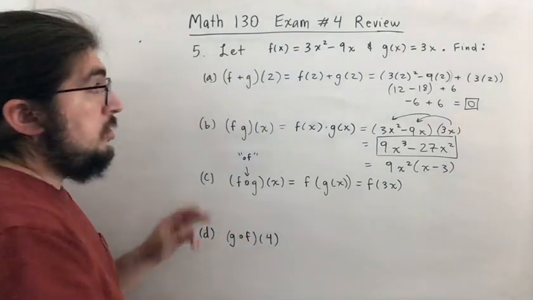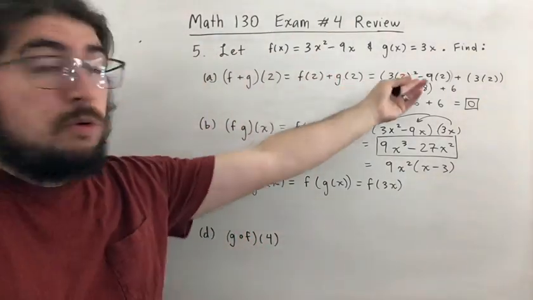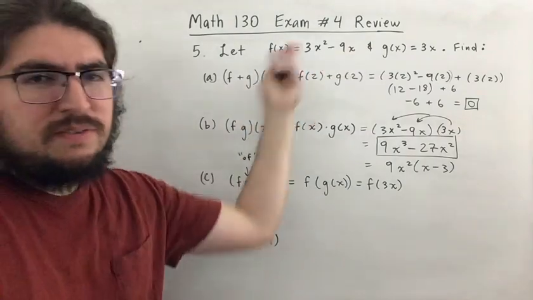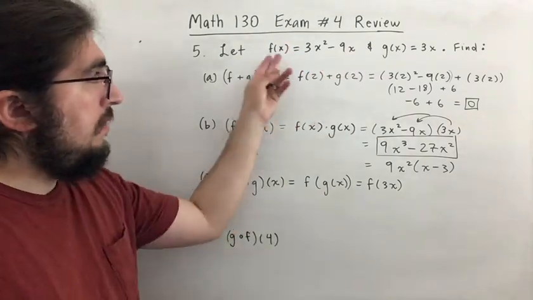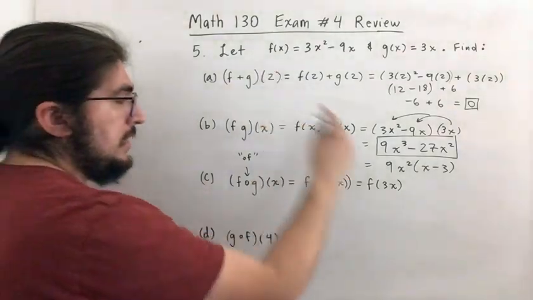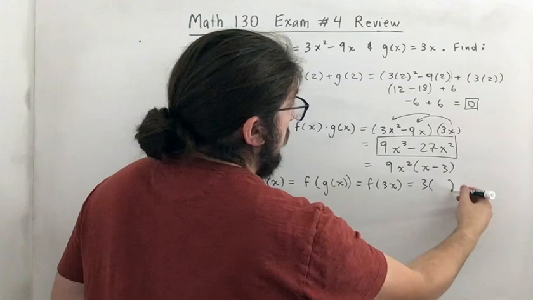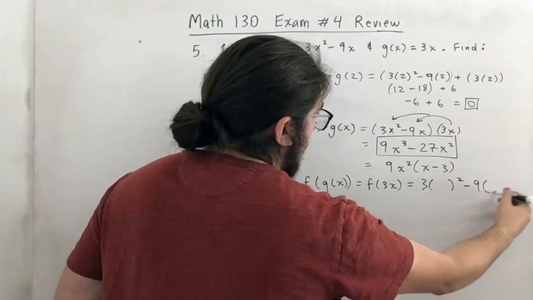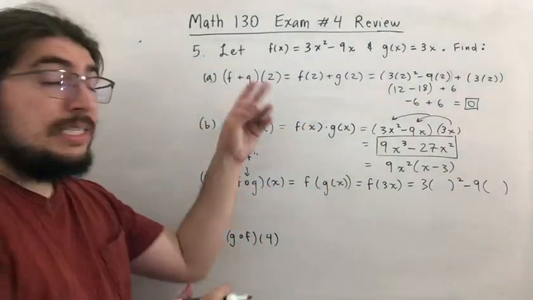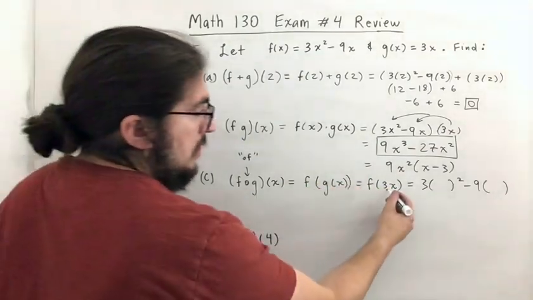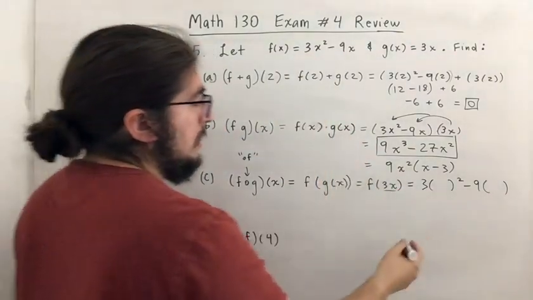So f of 2 was replacing all of the x's with 2, like we did here. F of x is just replacing all of the x's with x itself, so you just get the same thing. But f of 3x is replacing all of those x's with 3x. So f of x is 3 times x squared minus 9 times x. So notice, instead of writing x, I'm writing an open set of parentheses. And now inside of those, I'm going to squeeze this 3x, which is replacing our x's.